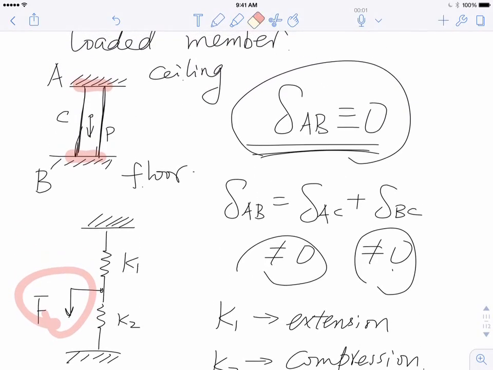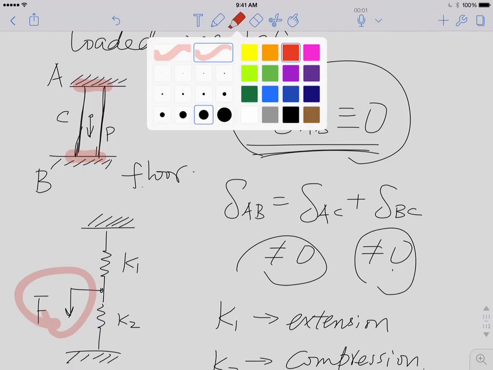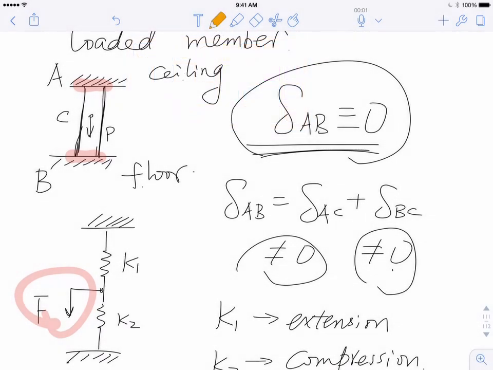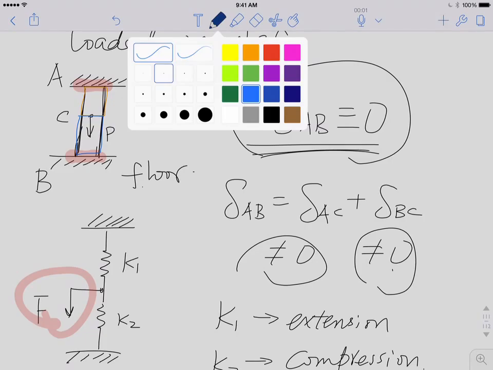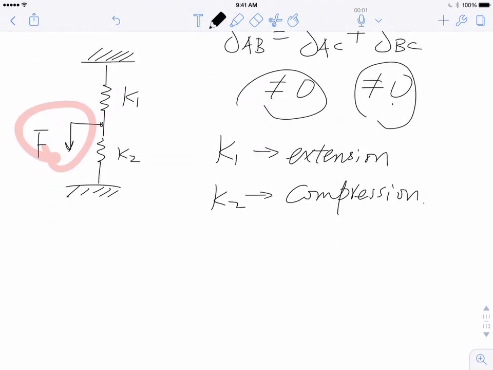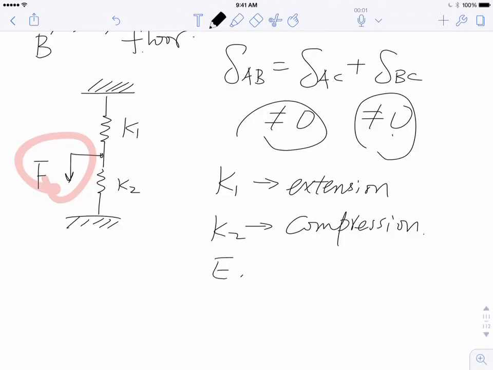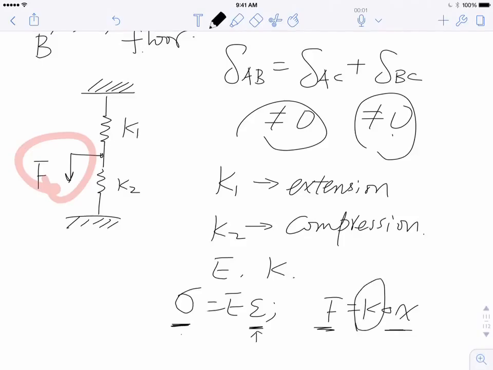Now this beam AC, let's use an orange color, AC. And this beam in the bottom, BC. They are just like two springs, right? Remember, I told you the Young's modulus and the spring constant are very similar. Young's modulus, spring constant, force, displacement. This is nothing but force divided by a constant. This is nothing but displacement divided by a constant. So spring constant and Young's modulus are very similar physical quantities. It measures how hard it is to deform certain materials, right?